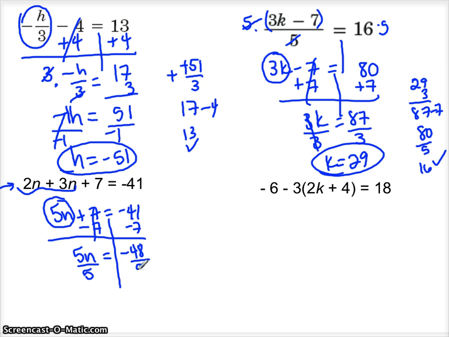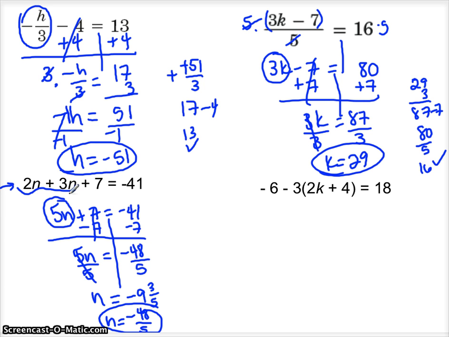And then divide by 5, so n equals, let's say, negative 9 3/5, or you can just leave it as negative 48 over 5. That's perfectly fine to leave it like that. In fact, it is easier to leave that like that for when you go back to check it. So negative 48 over 5 is that.